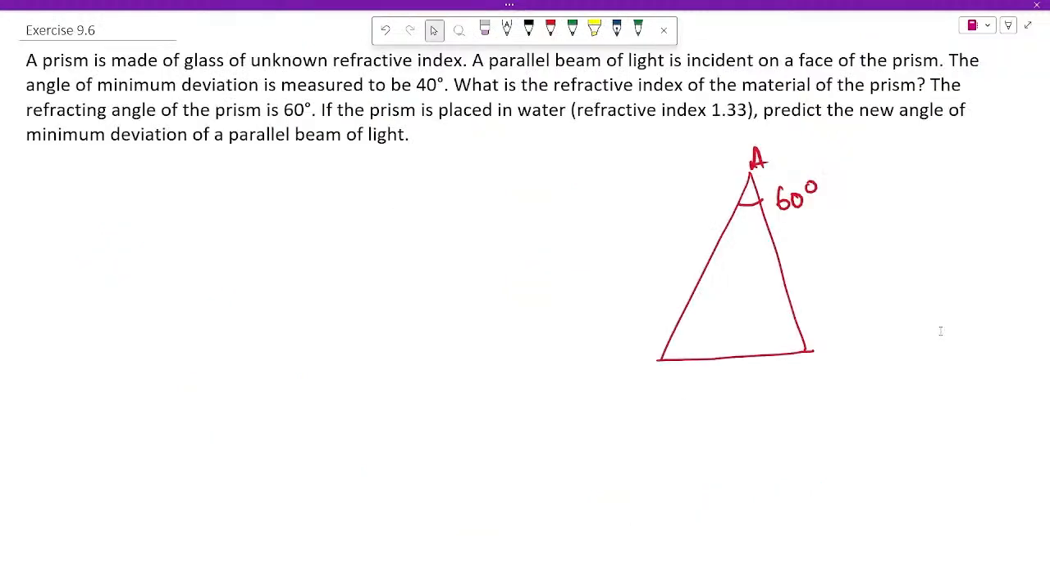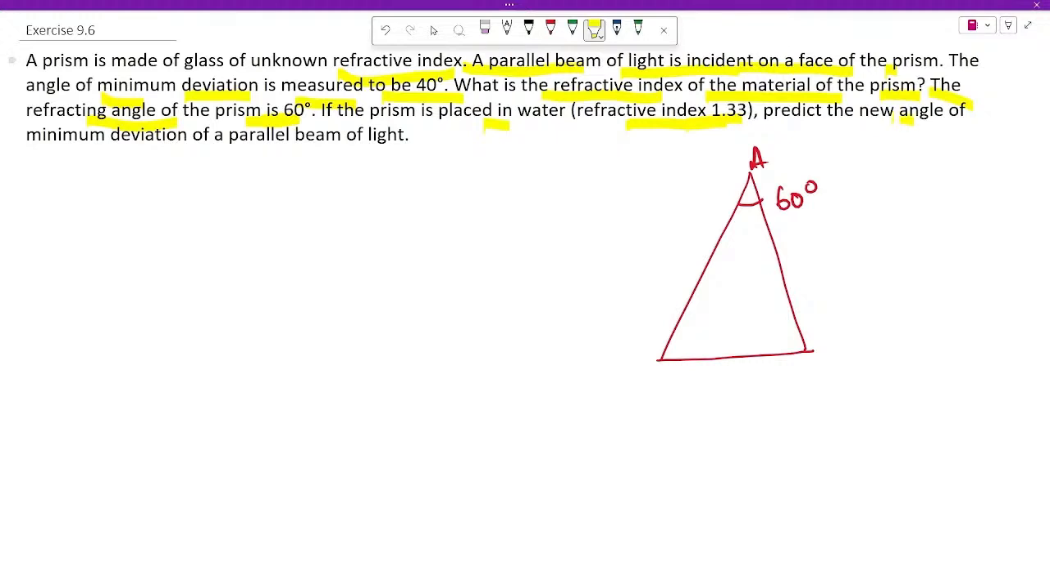The question is saying that a prism is made of glass of unknown refractive index. A parallel beam of light is incident on the face of the prism. The angle of minimum deviation is measured to be 40 degrees. What is the refractive index of the material of the prism? The refracting angle of the prism is 60 degrees. If the prism is placed in water of refractive index 1.33, predict the new angle of minimum deviation.